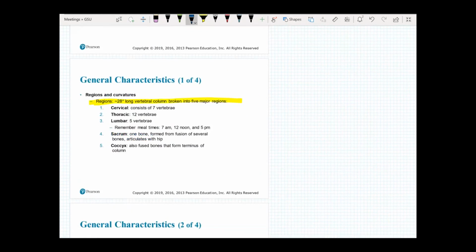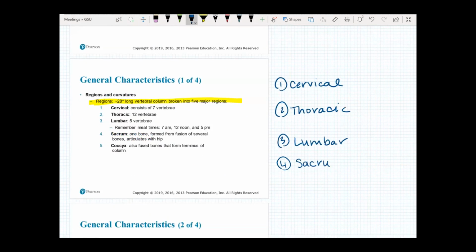So we will have the cervical, then you have the thoracic, then you will have the lumbar region, then you will have the sacrum, and then the last section you will have is the coccyx. Inside each of these sections, these bones are going to be organized.